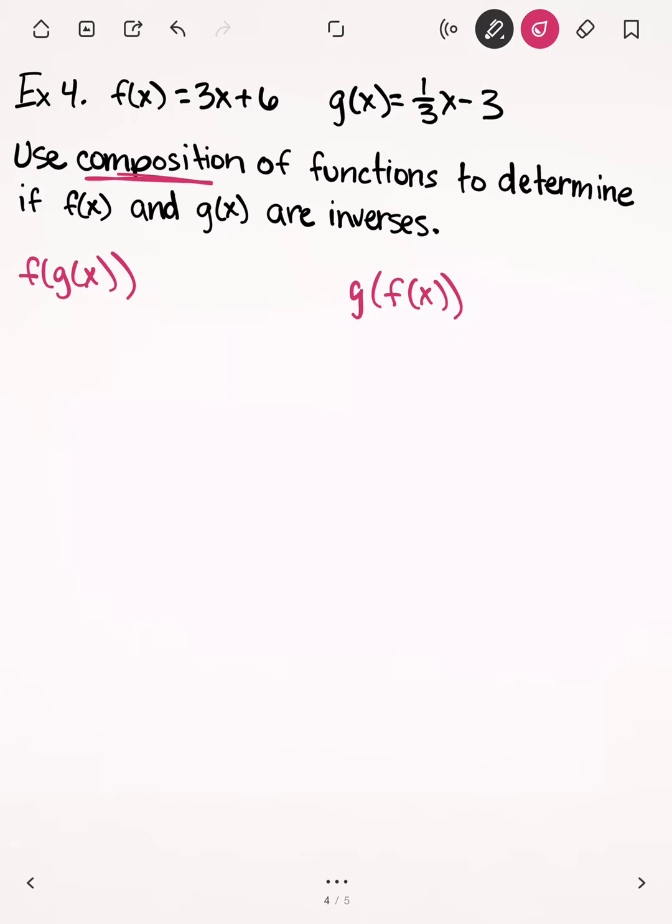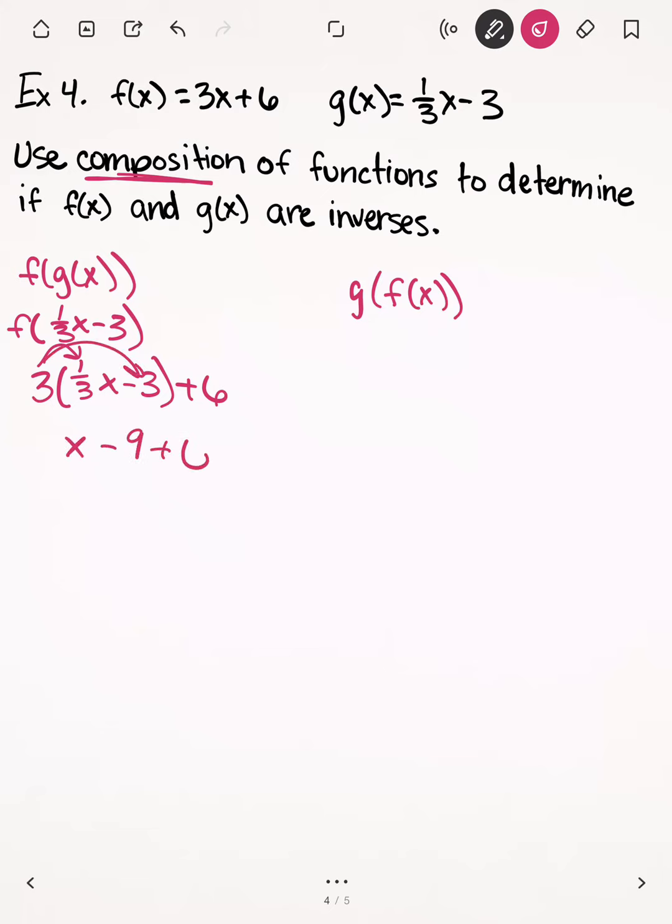So I'm going to start with g of x equals 1/3 x minus 3. I'm going to plug that in for the x in f of x. So I have 3 times 1/3 x minus 3, plus 6. Well, I distribute: 3 times 1/3 x is just a 1x. 3 times a -3 is a -9 plus 6. -9 plus 6 is -3, so I get x minus 3. My input was x. My output is x minus 3. This is not looking good for this one.